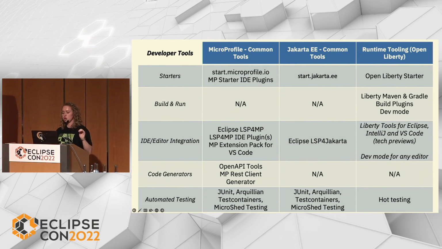So when it comes to starters, I've got some common tools there for MicroProfile and Jakarta EE in the first two columns, and then runtime specific, this time for Open Liberty, but as I said, there's lots of other runtimes that you can make use of, like Quarkus, Payara, et cetera, that have their own tools. So looking at the starter projects, looking at build and run using things like the Maven and Gradle plugins, using things like dev mode or hot reload, whatever you're using, IDE integration, so really integrating effectively using things like the language server support or runtime specific support as well.